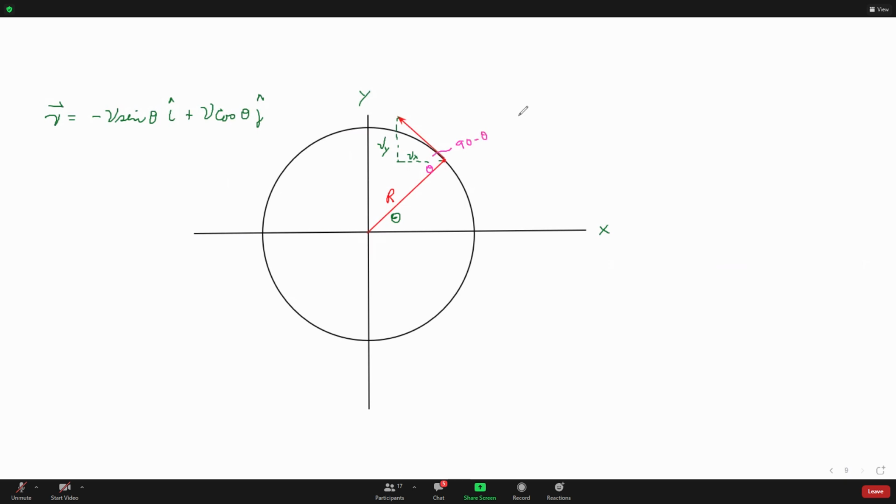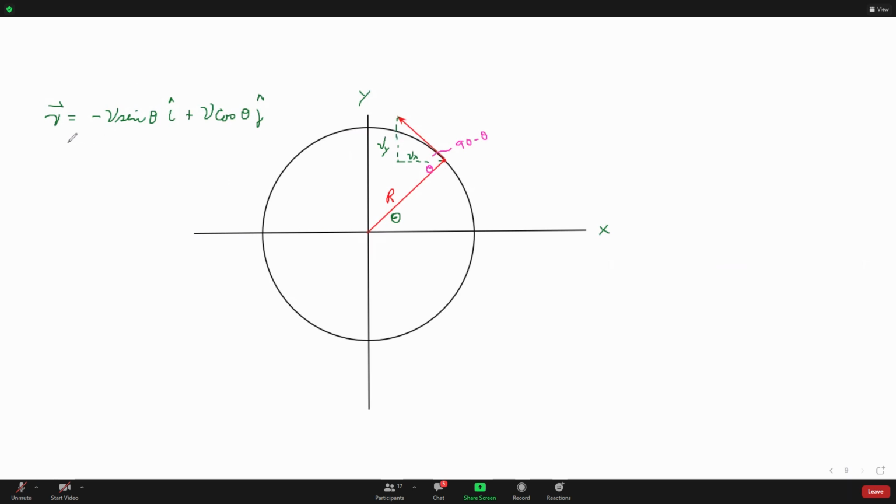And the x component, its magnitude is going to be given by v, the magnitude of this vector here, times the cosine of 90 minus theta, which is the sine of theta. And it's in the negative direction. Vy, well, if that's 90 minus theta, then Vy is going to be V, and it's in the positive direction, V times the sine of 90 minus theta, which is V times the cosine of theta. Okay.